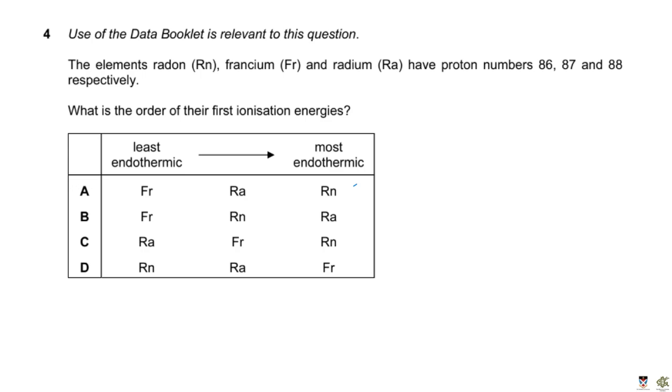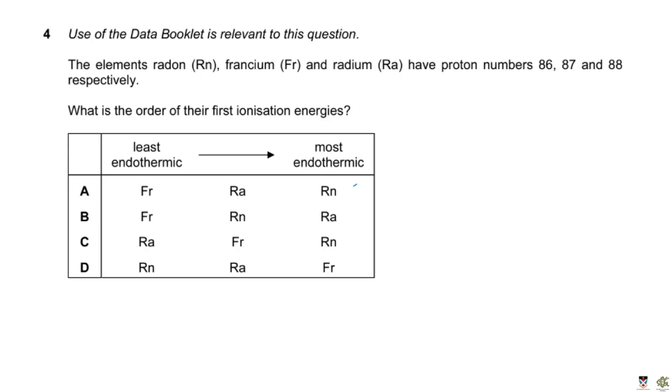The elements radon, francium, and radium have proton numbers 86, 87, and 88 respectively. So there's an increase in the number of protons and therefore an increase in the nuclear charge. But to answer this question, and they do say that the use of the data booklet is relevant, you should have a periodic table in front of you.